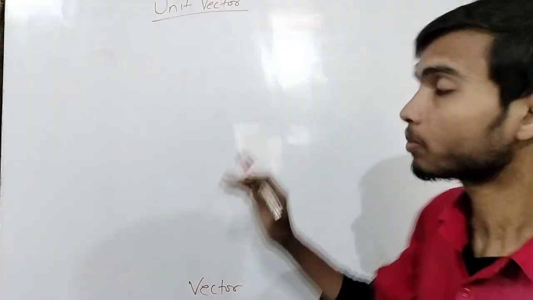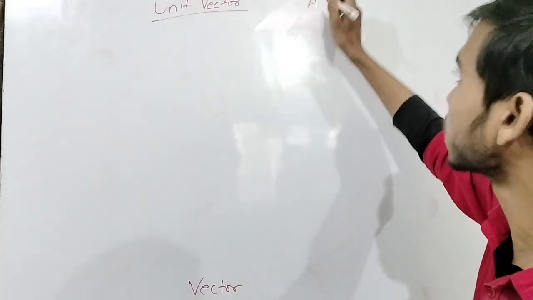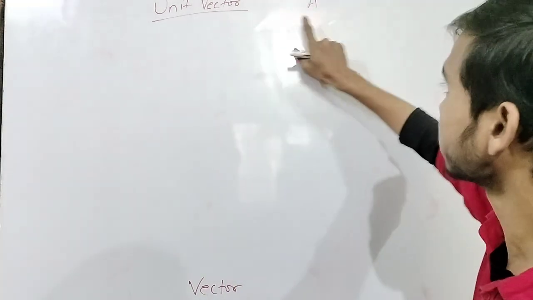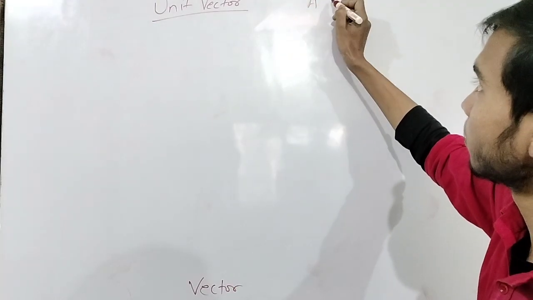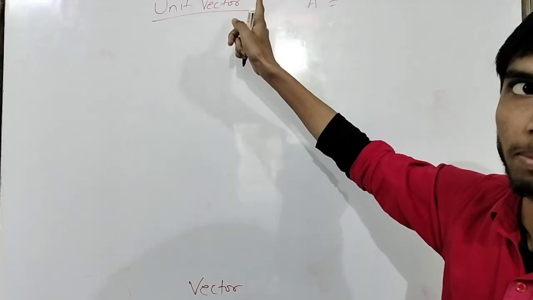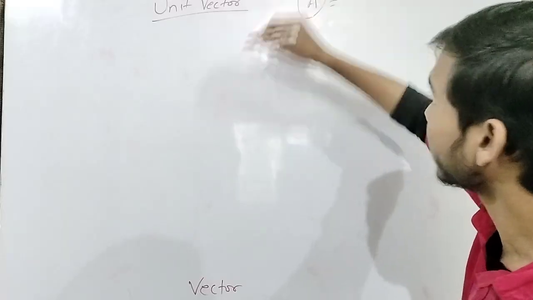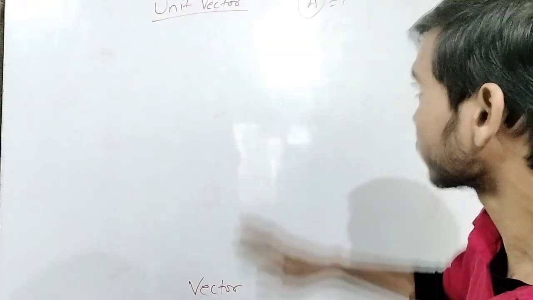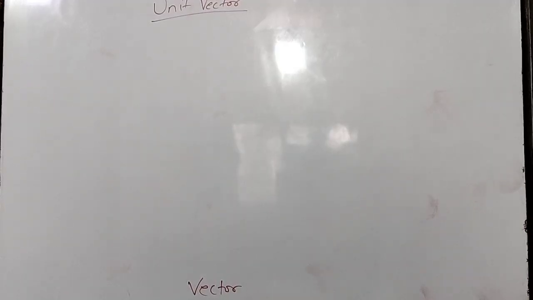The symbol of the unit vector is, let's say we have this magnitude, and we denote this unit as a cap. This is a cap. It means the magnitude is 1 and this cap is for direction. So we can completely say this is the direction, and here the magnitude is hidden, which is 1.